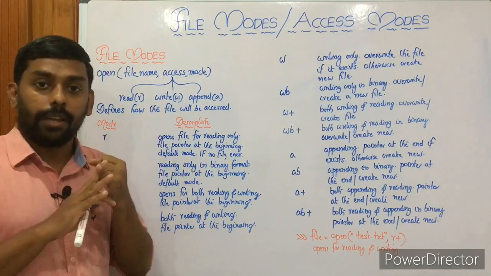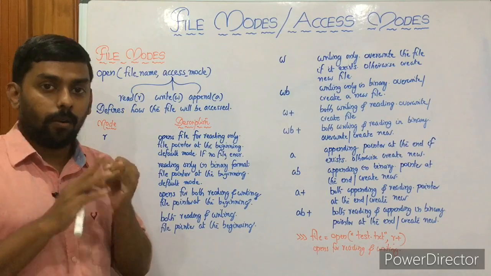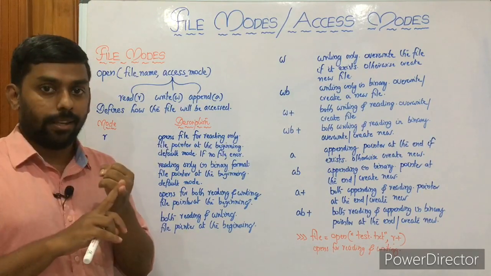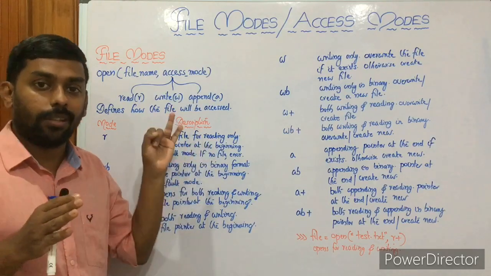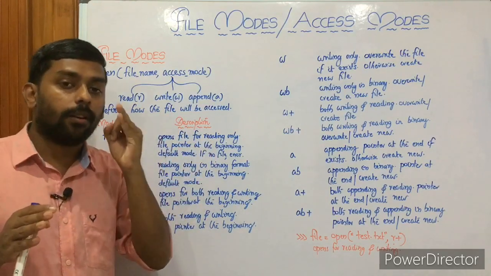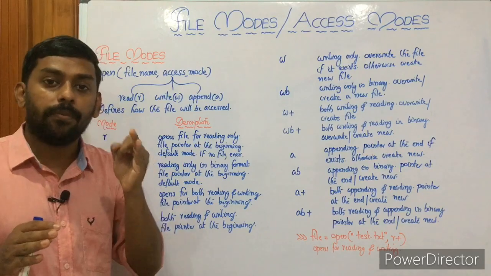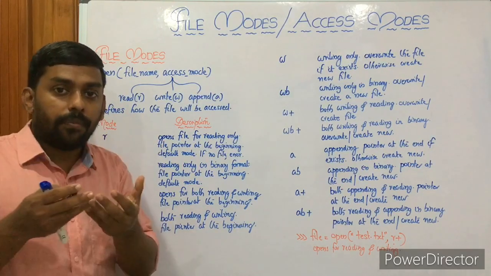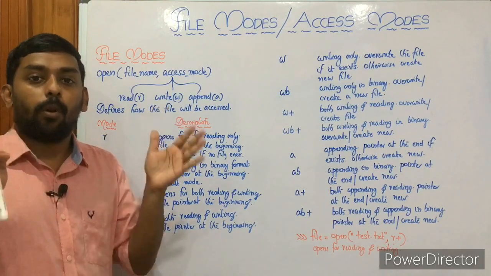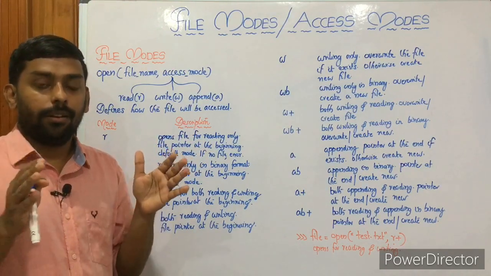R stands for reading only. Okay, always keep in mind it's for reading only. Then that's the default mode. We know access mode is optional, so this is the default mode. And we have the concept of file pointer. So at the time of opening the file for reading, the file pointer points at the beginning of the file. It's very simple, right?